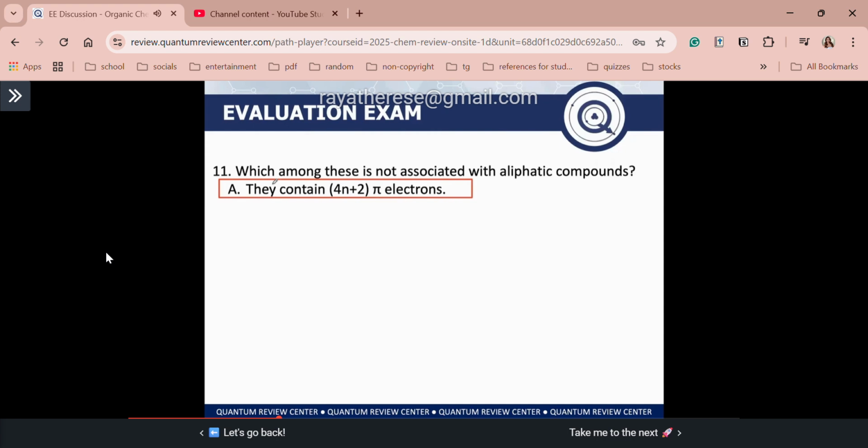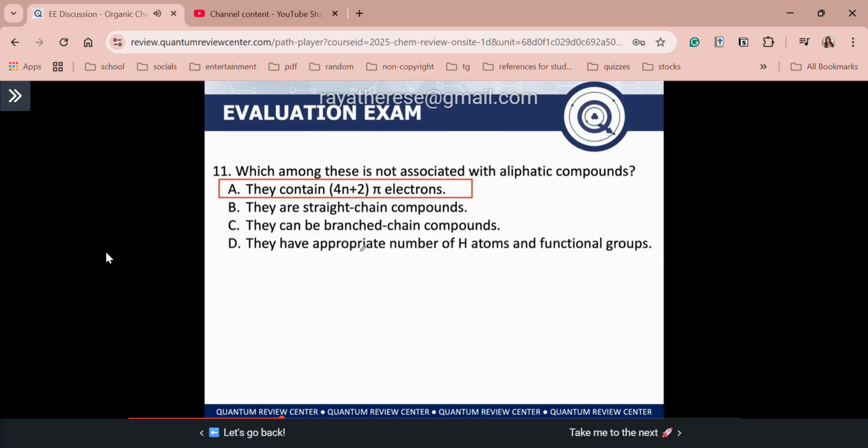Check natin yung ibang choices. Choices B and C, of course, this is the catenation property that allows us to have structural isomerism. Structural or constitutional isomerism. We have straight chain and branch chain compounds. And letter D, they should have appropriate number ng hydrogen atoms and functional groups. Particularly class carbon is a strict follower ng octet rule. Dapat it has the maximum allowable number of hydrogen atoms in its molecule. So for number 11, answer is letter A.